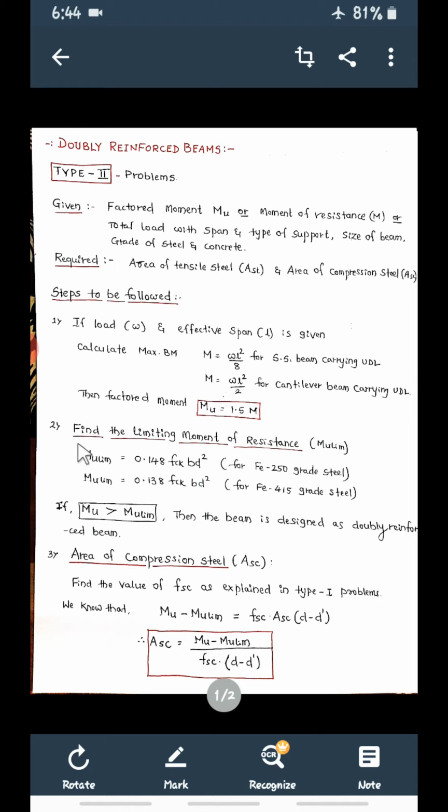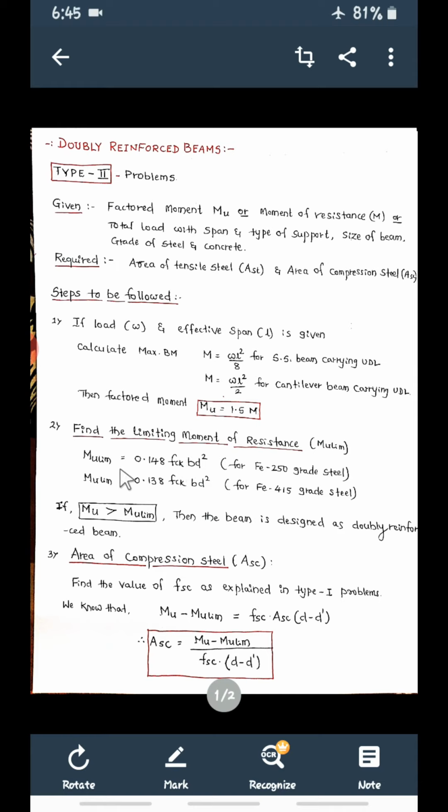Then the second step. Once you calculate the factored moment, we need to calculate the limiting moment of resistance, Mu limit. Again, see the grade of steel, whether it is Fe250, Fe415 or Fe500. Depending upon the grade of steel, we calculate Mu limit. For Fe250 grade steel, it is 0.148 fck b d squared, and for Fe415 grade steel, it is 0.138 fck b d squared. This is the second step.